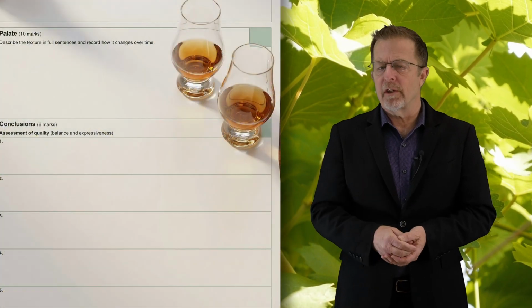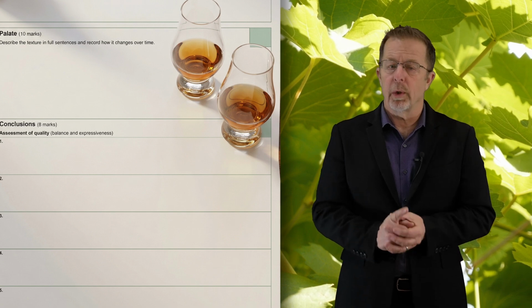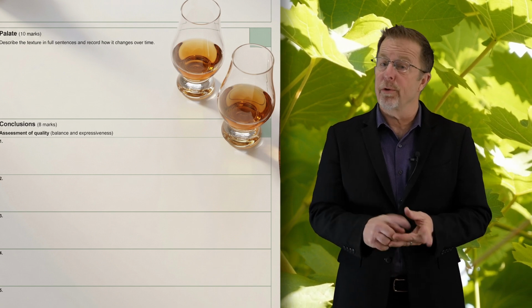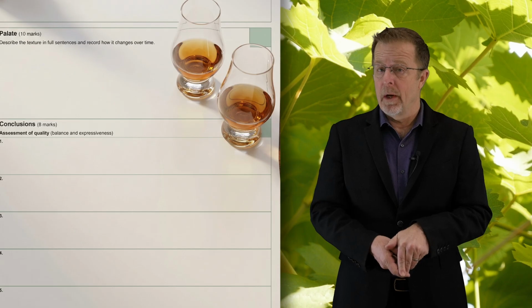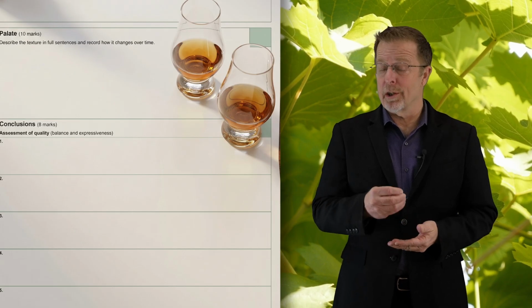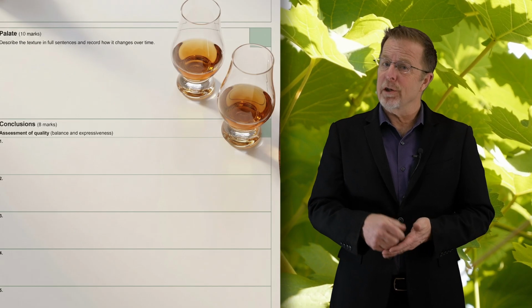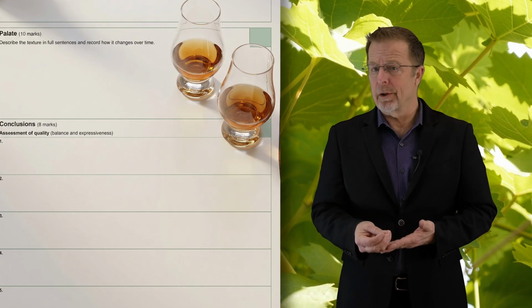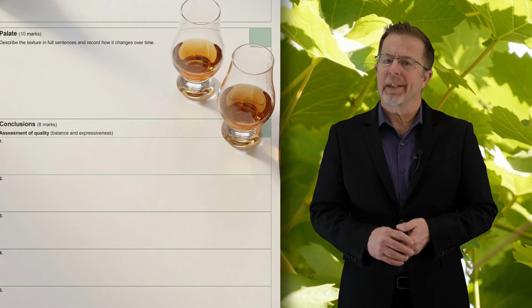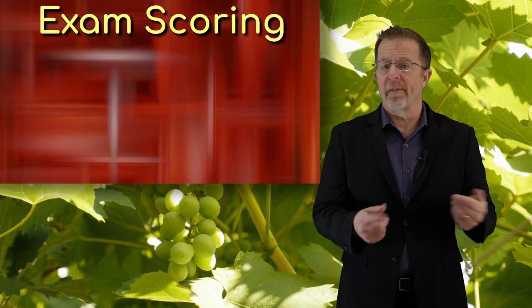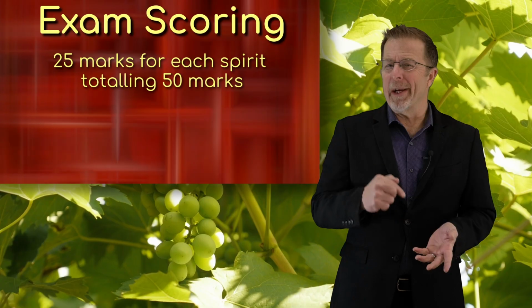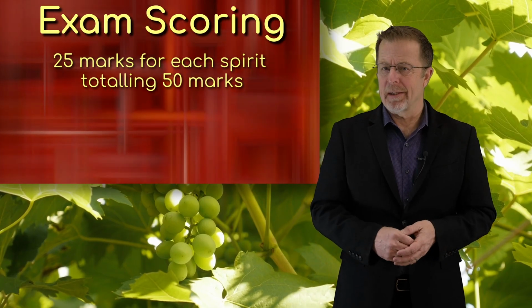When you sit your final tasting examination, you will be faced with two blind samples. You will have exactly 30 minutes to do three things for each sample. Produce a complete and accurate description, use that description to assess the quality level, and identify the spirit's category and type. The exam is worth 50 marks in total, 25 per spirit, and you need 28 marks to pass.